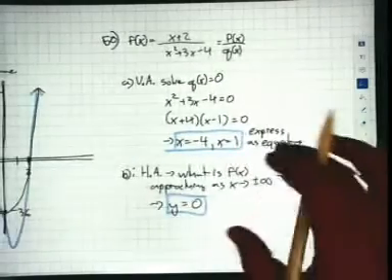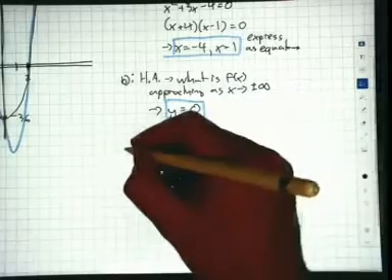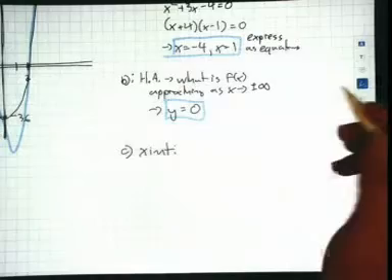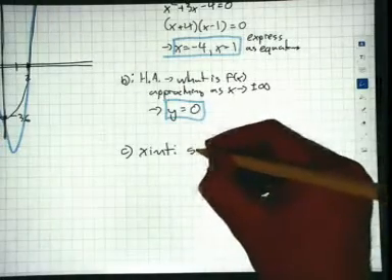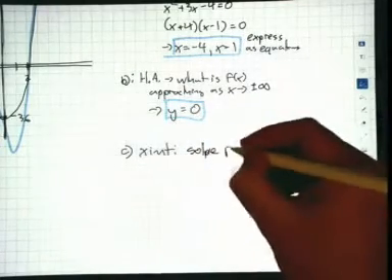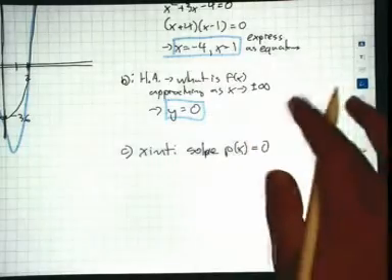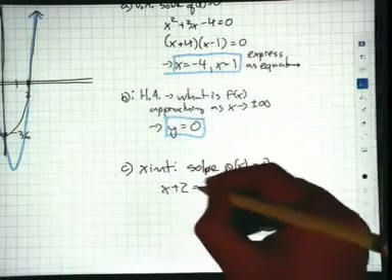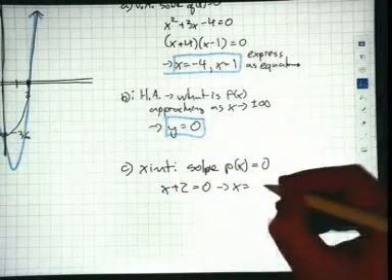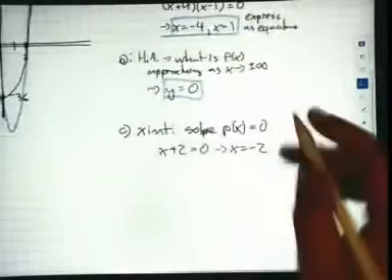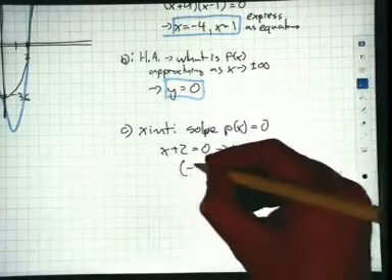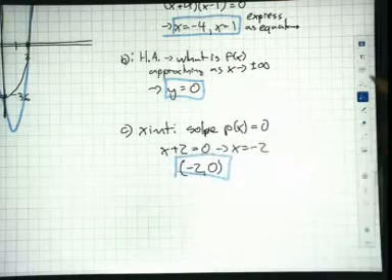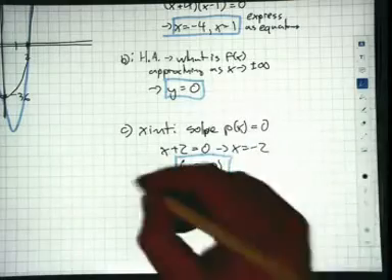What else do we need? It said additional points, right? So maybe an additional point is the x-intercept, if there are any. How do you find an x-intercept? We need to solve p of x equal to 0. So that's going to be our numerator. If I set x plus 2 equal to 0, that means x is equal to negative 2. So as an intercept, this would be negative 2, 0. There's my x-intercept.